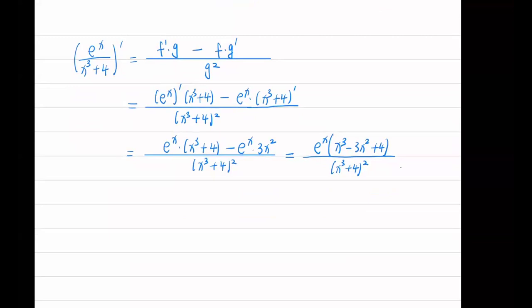Okay, so this is about 3.2. The next section, we will take derivatives of trigonometric functions. So let's have a break. After the break, we move to 3.3, derivatives of trig functions. Okay, we'll be back at 47.